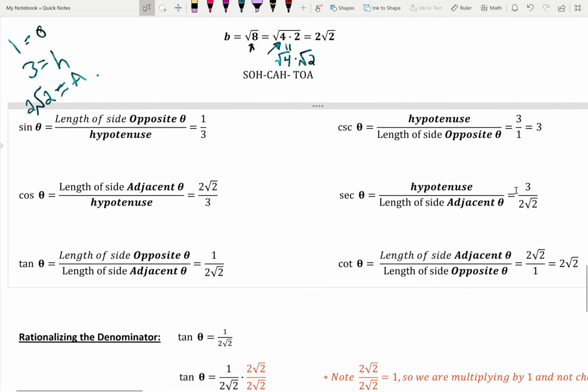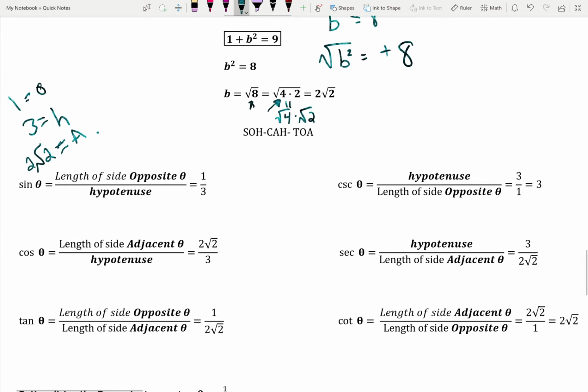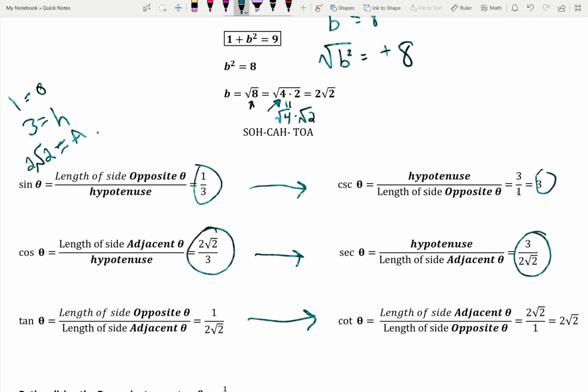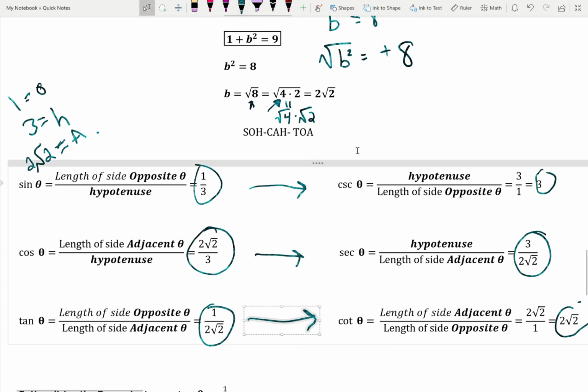So sine theta goes to cosecant, cosine goes to secant, and tangent goes to cotangent. And all of these guys just become the reciprocal. I just flip it on its head. Boom, and boom. Good. So I hope you guys are getting this. If you guys ever have any questions, remember, always just email me.